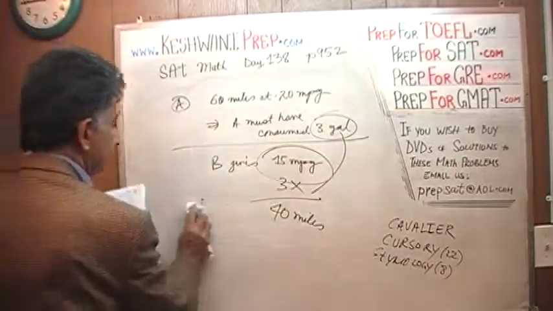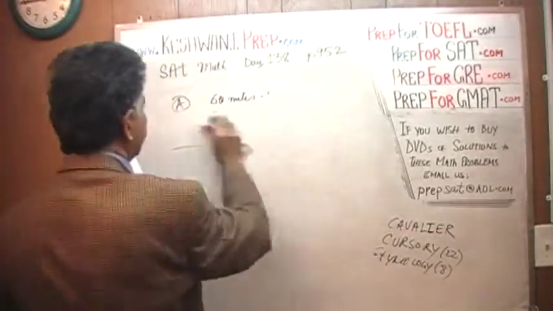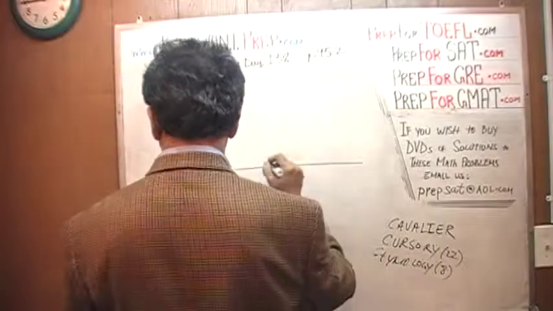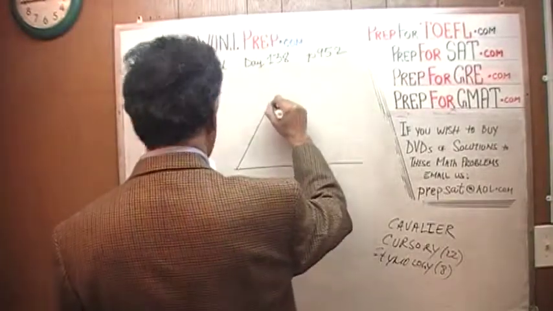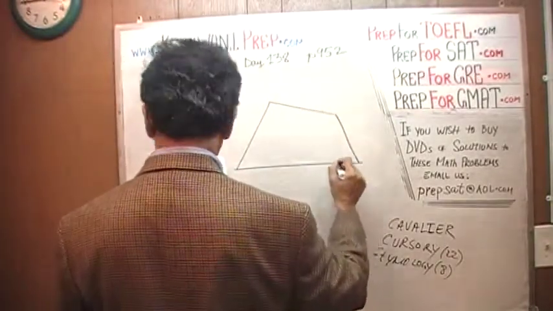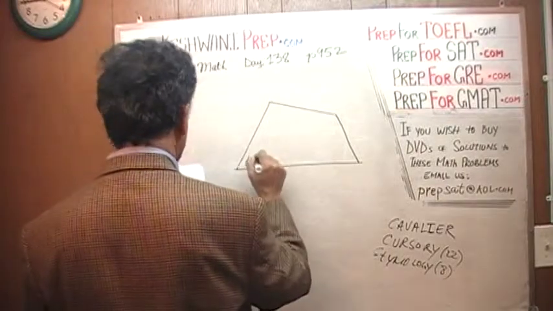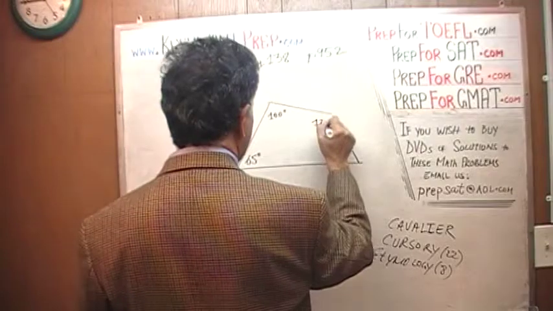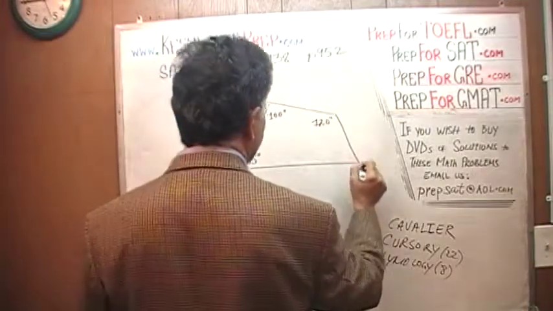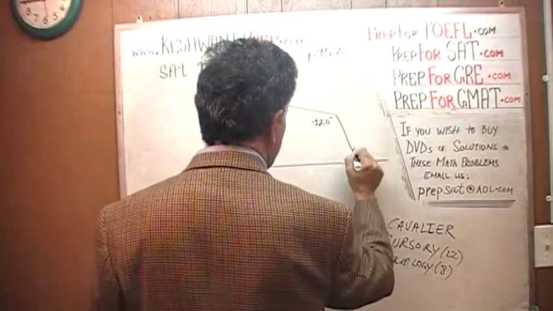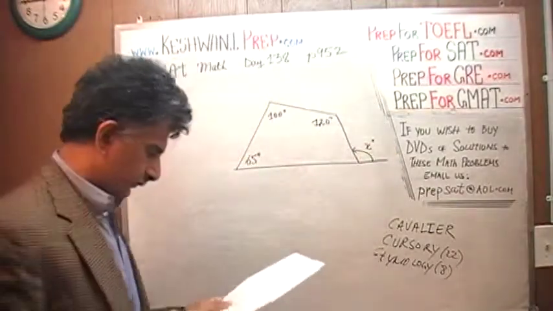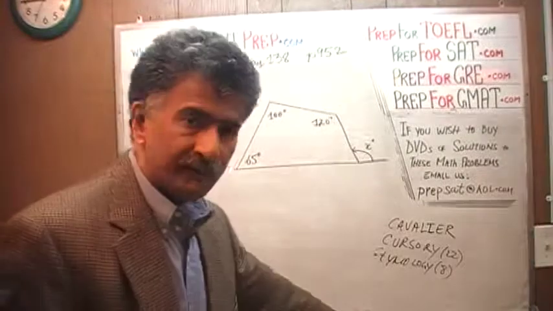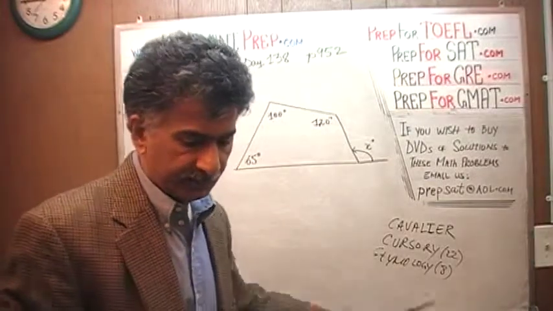Number 12. In number 12, they give us a picture here, something like this. 65 degrees, we are told. This is 100 degrees. This is 120 degrees. And this, we are told, is x degrees. And what they're asking here is the value of x. Let's see what concept they're testing here.